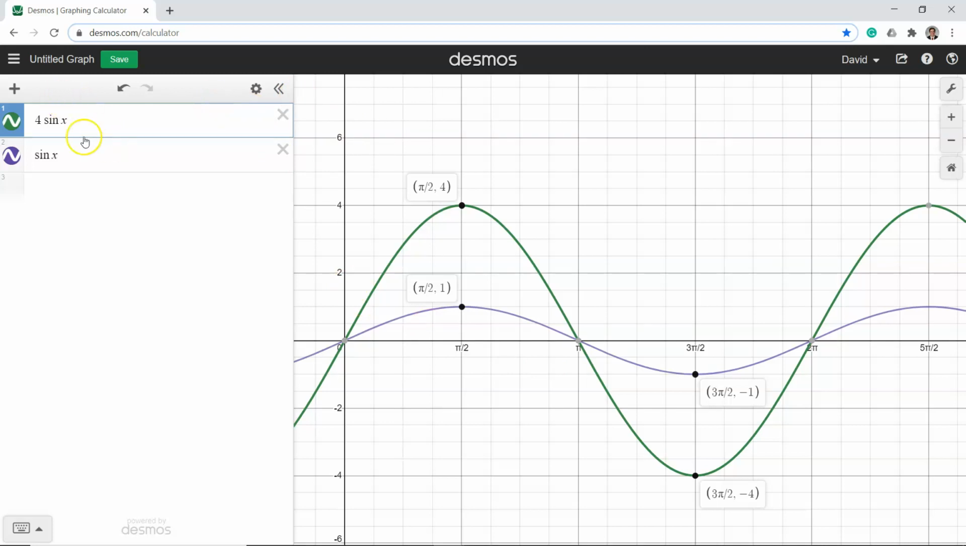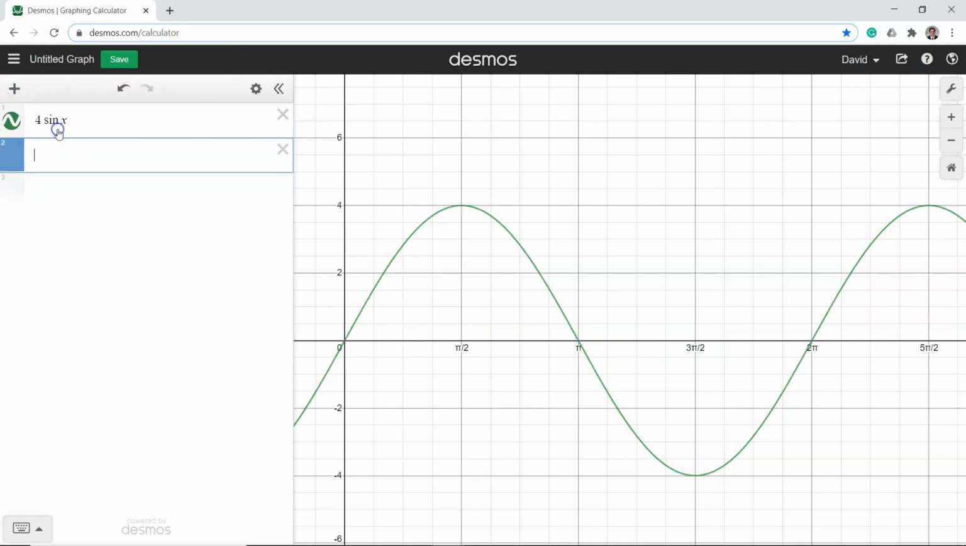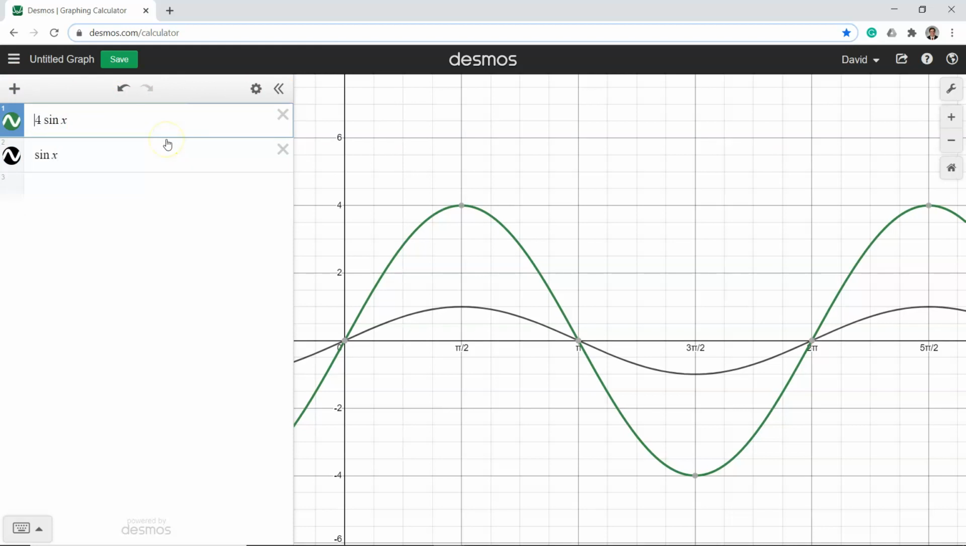So we can also look at what happens when we do a negative. Maybe I should have kept that. Let me rewrite that. So what if we do a negative? Let's see what happens.